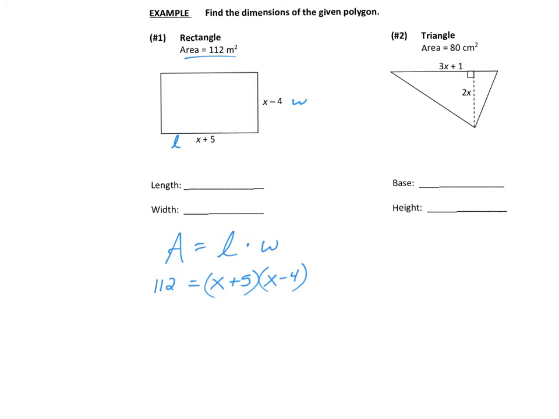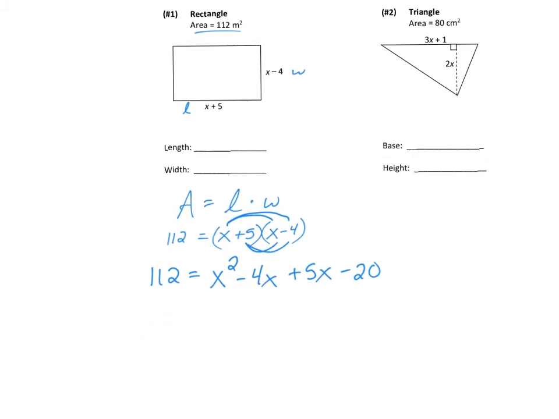If you FOIL the right side, x times x is x squared. X times negative 4 is negative 4x. 5 times x is 5x. And 5 times negative 4 is negative 20. So we get 112 equals x squared minus 4x plus 5x minus 20.